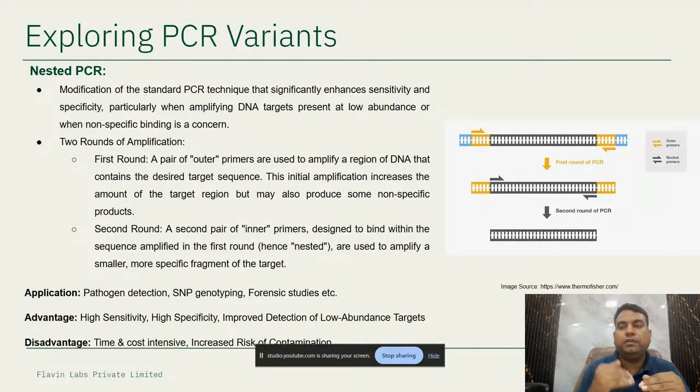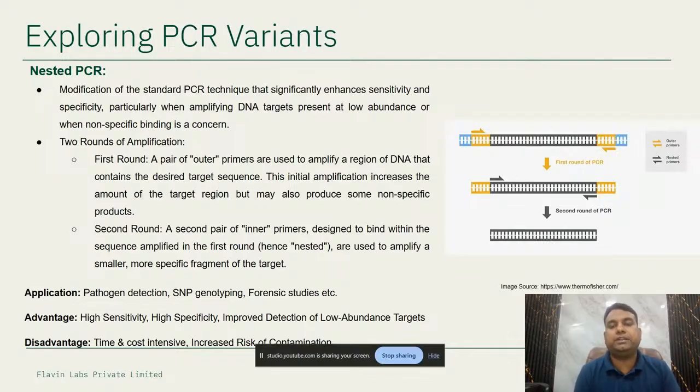So you will get a very specific and amplified band with a smaller quantity of DNA. It is widely used for pathogen detection, SNP genotyping, and mostly in forensic sciences. In forensic science, we have a very limited amount of genetic material available, and we have to work with that. So what we do first is make a photocopy of the original DNA, and then we amplify it. The advantage is that it is highly sensitive and highly specific.